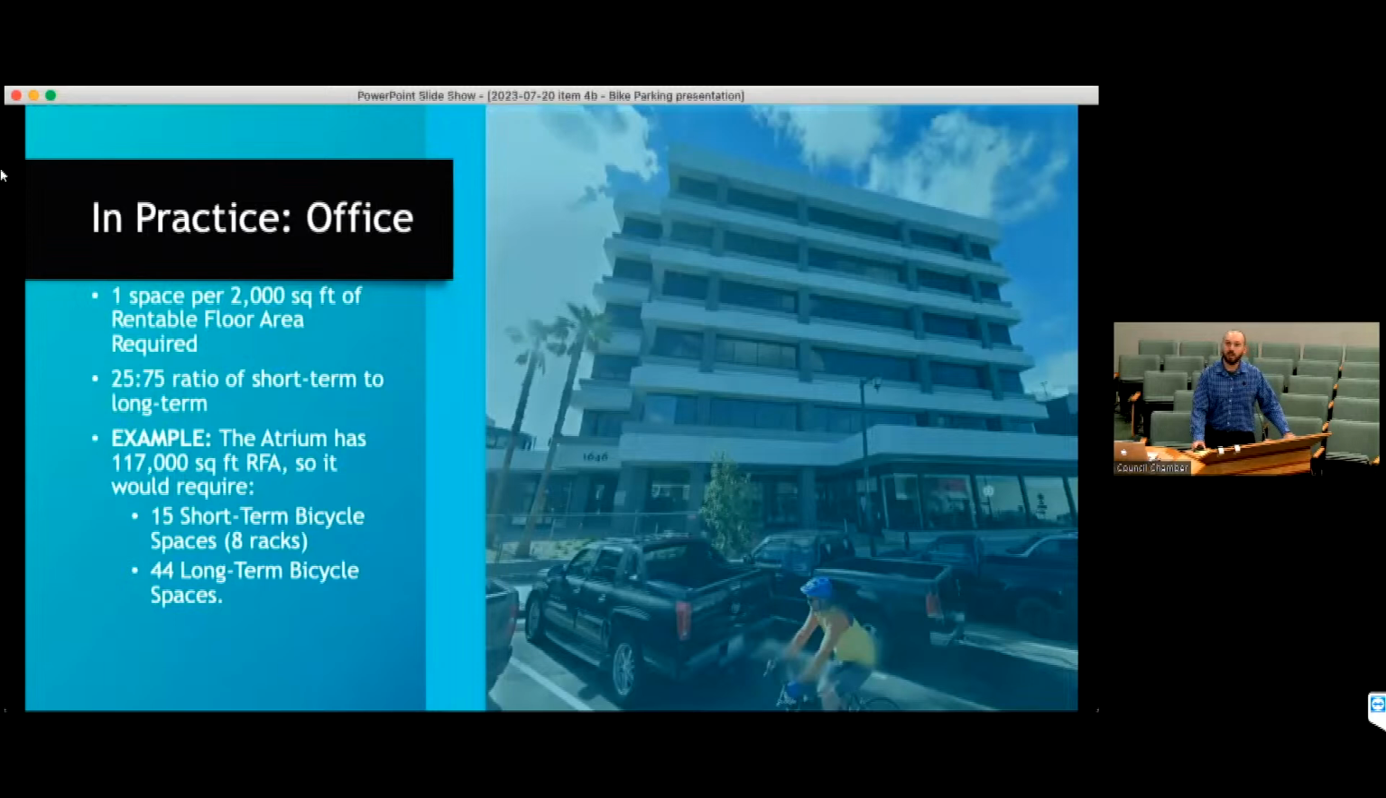Office is 1 per 2,000. It's heavily slanted towards long-term because you're mostly looking at workers who are using this rather than day-to-day people coming in, customers, but there is some of that required. So in this case, the Atrium, a big office building, 120,000 square feet, would be 8 short-term racks and 44 long-term spaces.